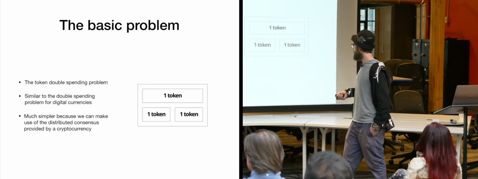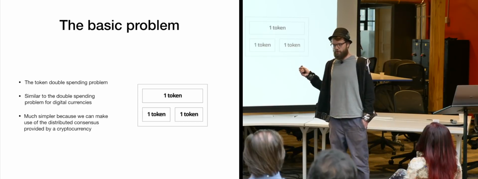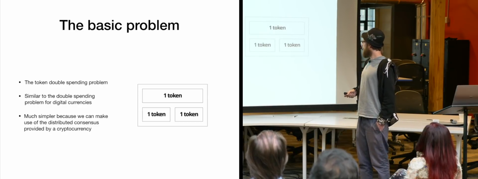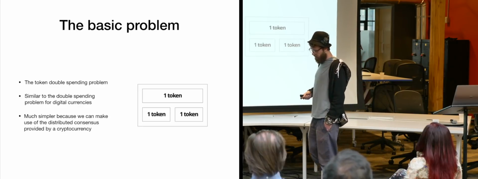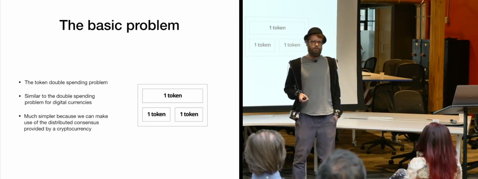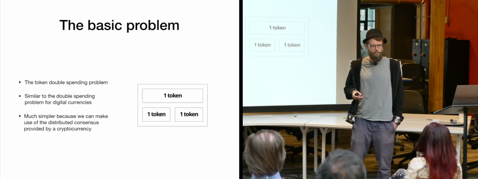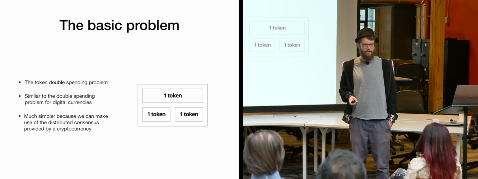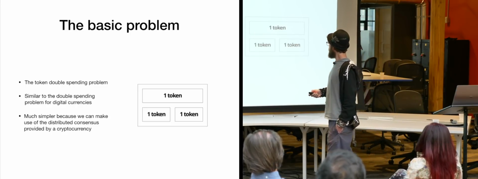So to make sure that they have value, you have to ensure that tokens are not created out of thin air. This sounds very similar to the double spending problem in Bitcoin, but it's a much, much, much simpler problem. Bitcoin had to solve this problem from scratch, whereas these token solutions can make use of the distributed consensus provided by an underlying blockchain.